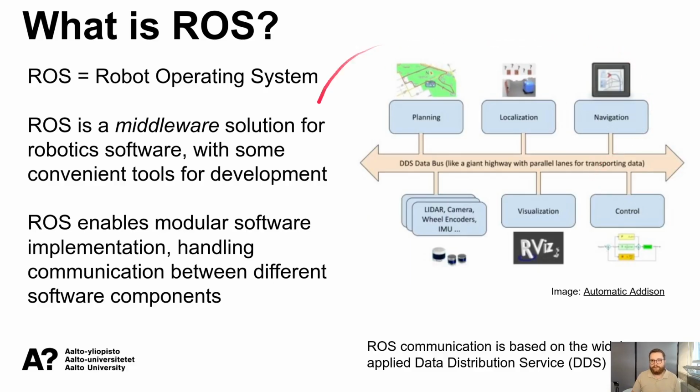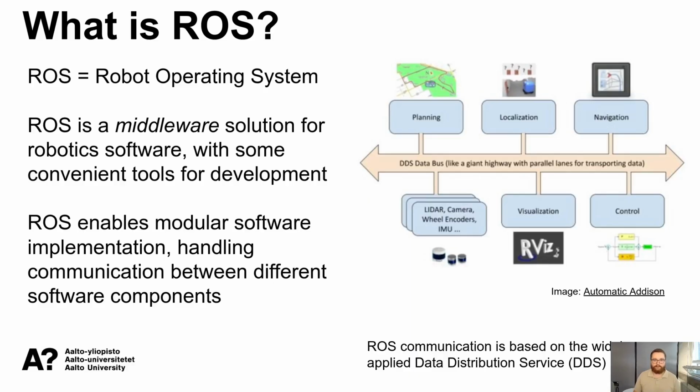So if we look at the image here on the right, you can see sort of the building blocks that you would expect in an autonomous driving solution or a mobile robotics solution in general. So you have blocks such as planning, localization, navigation, and so on. And what ROS does, it basically offers you very convenient tools for connecting these different software implementations. So if you're doing robotics development, ROS offers a very convenient modular solution that connects your individual programs.